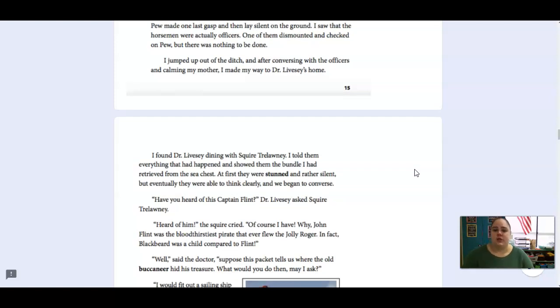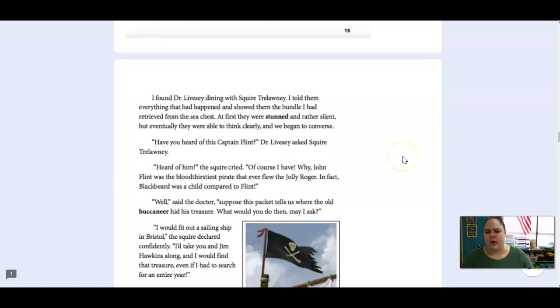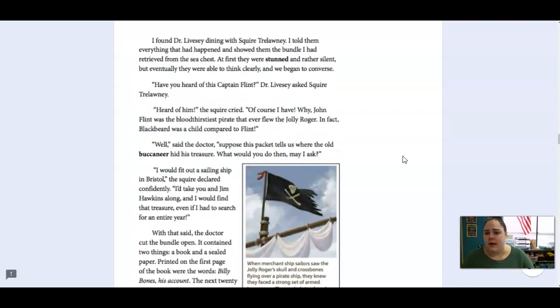I jumped out of the ditch, and after conversing with the officers and calming my mother, I made my way to Dr. Livesey's house. I found Dr. Livesey dining with Squire Trelawney. I told them everything that had happened and showed them the bundle I had retrieved from the sea chest. At first they were stunned and rather silent, but eventually they were able to think clearly and we began to converse. "Have you heard of this Captain Flint?" Dr. Livesey asked Squire Trelawney.